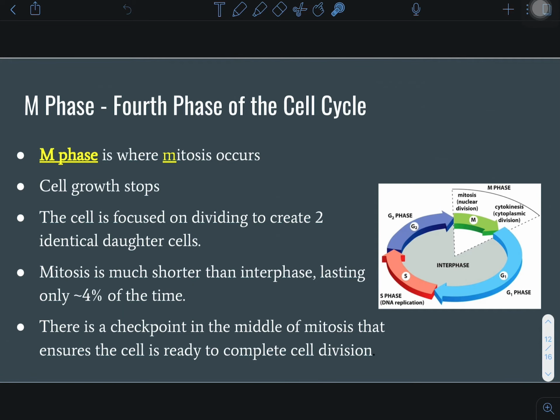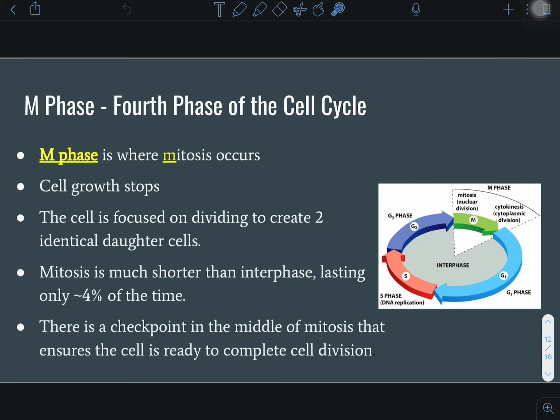During M phase, or mitosis, the cell is no longer growing because it's going to divide. So the cell really focuses on creating these two identical daughter cells. During mitosis, one cell becomes two genetically identical daughter cells.